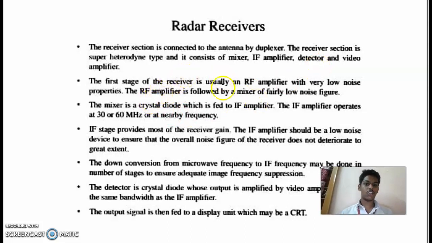The first stage of the receiver is usually an RF amplifier with very low noise properties. The RF amplifier is followed by the mixer of fairly low noise figure. The mixer is a crystal diode which is fed to the IF amplifier. The IF amplifier operates at 30 or 60 MHz nearby frequency. The IF stage provides most of the receiver gain. It is the most important stage, and the IF receiver should be a low noise device to ensure that the overall noise figure of the receiver doesn't deteriorate to a great extent.